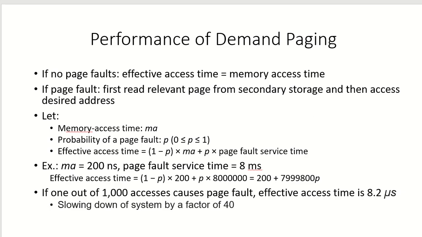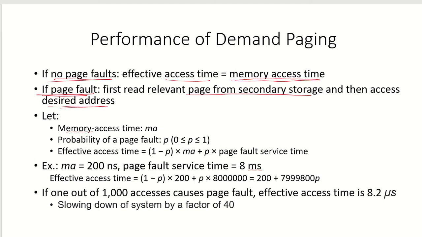Let's take a look at the performance of demand paging. If there were no page faults, the effective access time would be equal to the access time of the memory. So whatever time is required to access the main memory and refer to that particular page will be the effective access time. But if there is a page fault, that page has to be read from the secondary storage and brought to the main memory, and only then can the desired address be accessed.